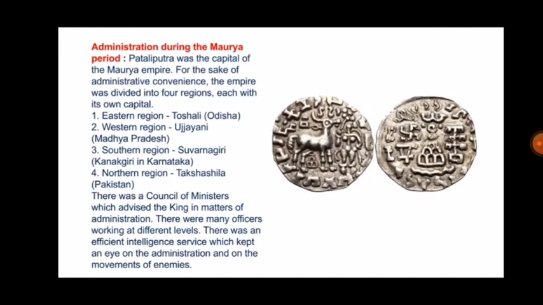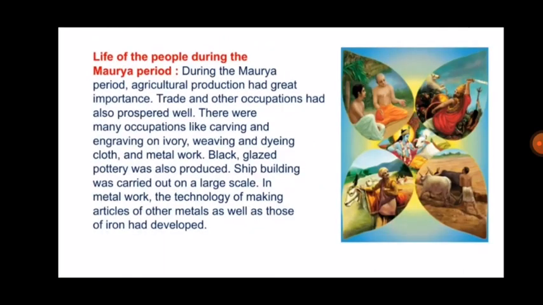Next, we'll move to the life of the people during the Maurya period. During the Maurya period, agricultural production had great importance. Trade and other occupations also prospered well. So during that time, agriculture and trading both had importance.